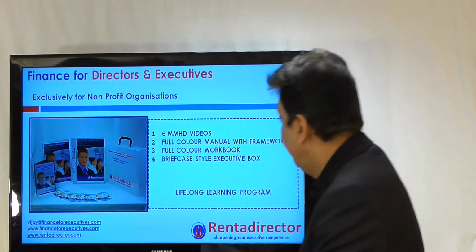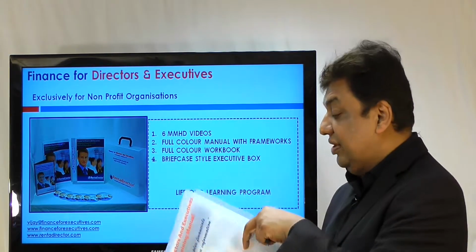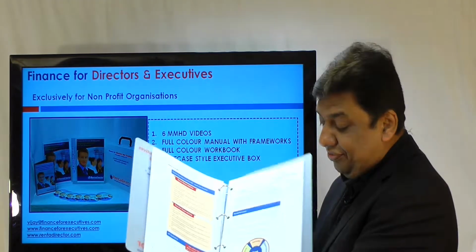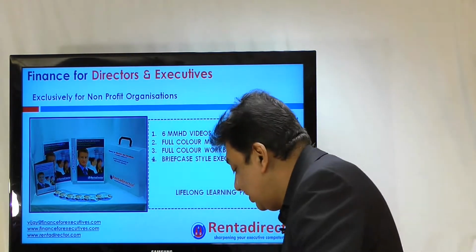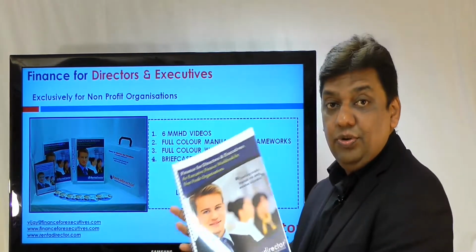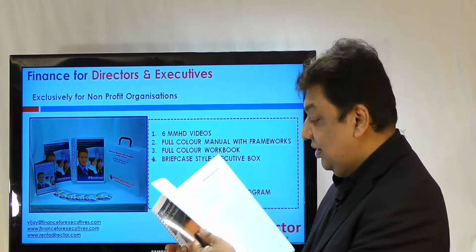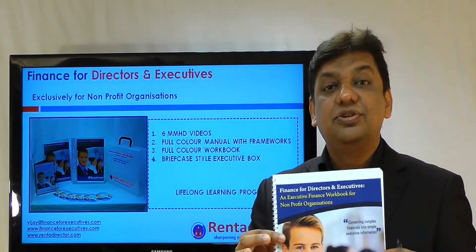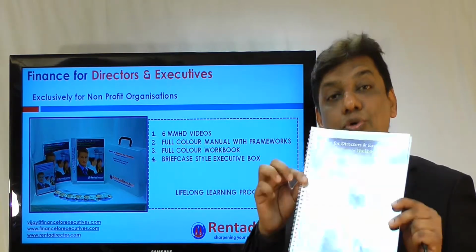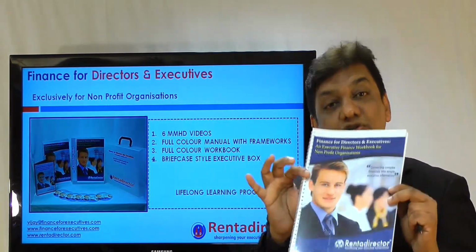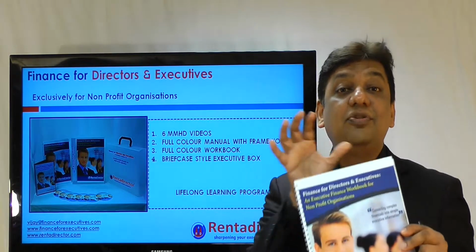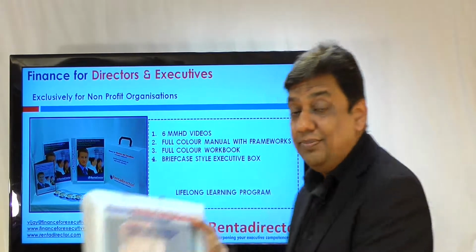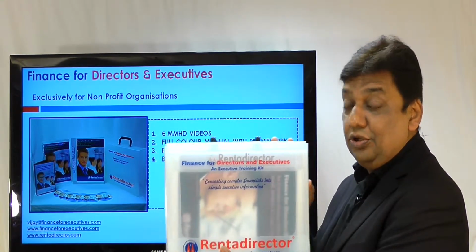There is also a full color manual, and it has frameworks. So in other words, you can capture the information and accelerate learning through the frameworks that we have. And you also get a workbook with it. This is the workbook that you get, which is again in full color, and you can use this for breakout sessions. You could have your executive team have breakout sessions and work on some of the exercises that we have, the executive challenges as we put it. So this is like a lifelong learning program that you get all packed up in this particular toolkit.